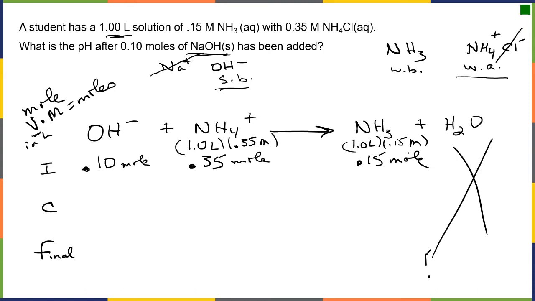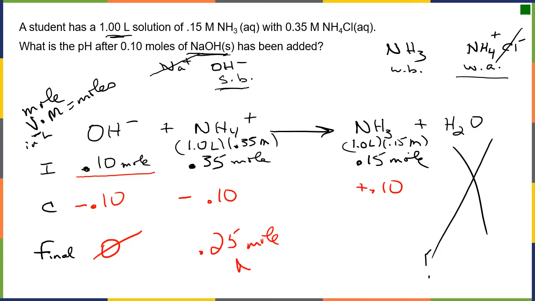So we're going to look at these values and figure out which one is the smallest. The smallest is the limiting reagent, and that is hydroxide. So we are going to subtract 0.1 from this side, subtract 0.1 as well from the ammonium. Because it's on the other side of the arrow, we're going to add 0.1 here, and final, we're going to have 0.25 mole of ammonium and 0.25 mole of ammonia.